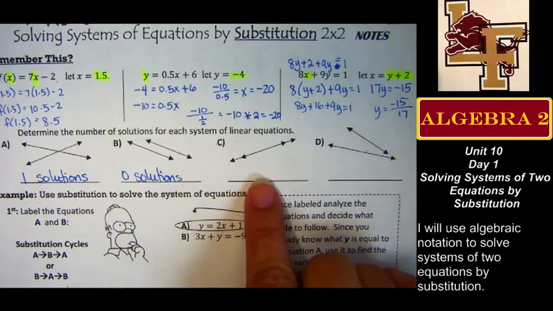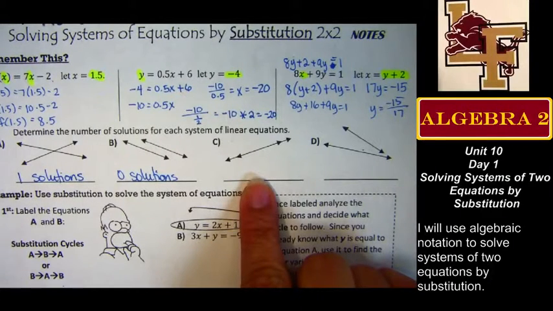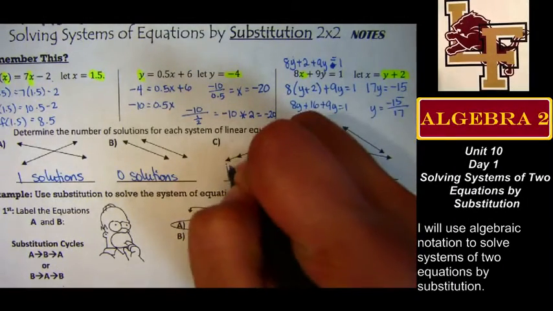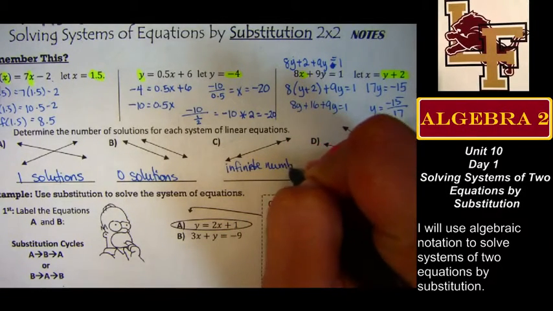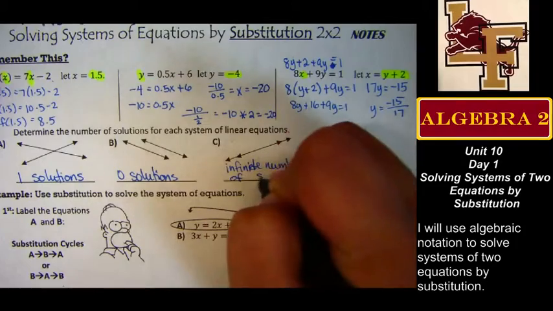Parallel. C. Infinitely many. Everything is a solution. There's an infinite number of them because the lines are the same thing. It doesn't matter what number you pick, it's going to work because you're on the line. So there's infinitely many. I'm going to write infinite number of solutions.